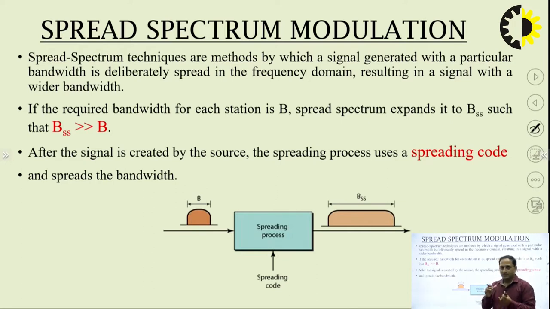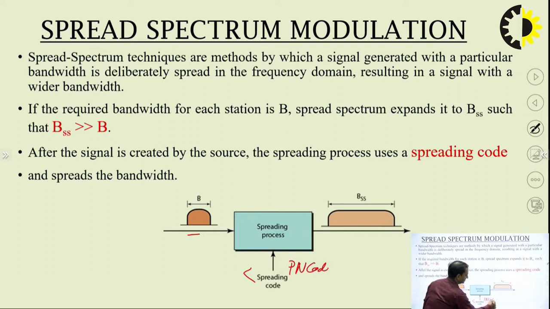So what is the meaning of that? In this method, a signal is generated with a wider bandwidth when it is passed through the modulated signal, that is the PN sequence. In the diagram we can see that B is the message signal whose bandwidth is B, and it is passing through the spreading process. This spreading process is simply multiplying this bandwidth B signal with the spreading code. The spreading code is nothing but the PN codes.